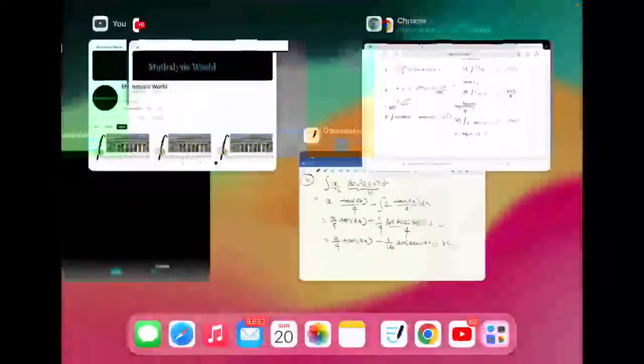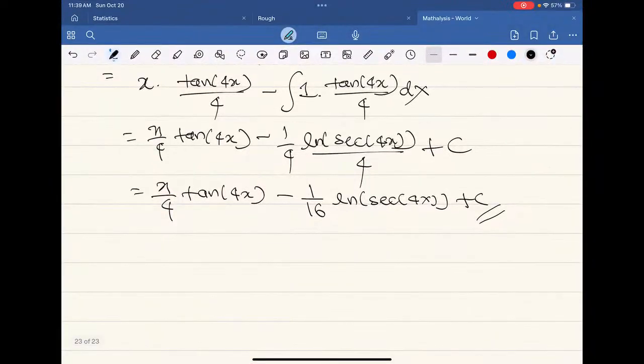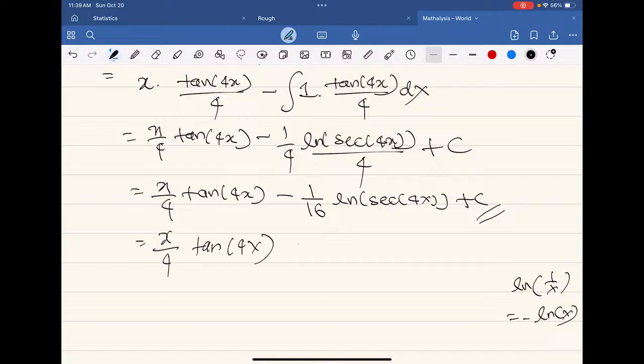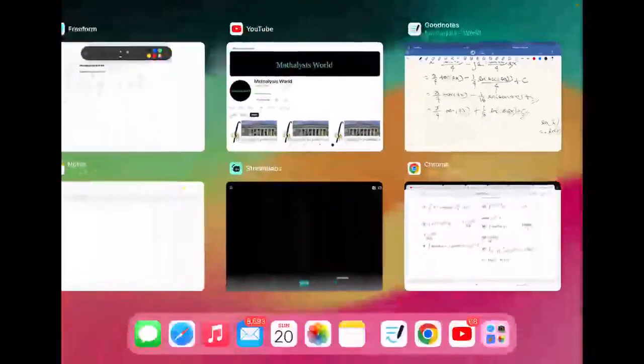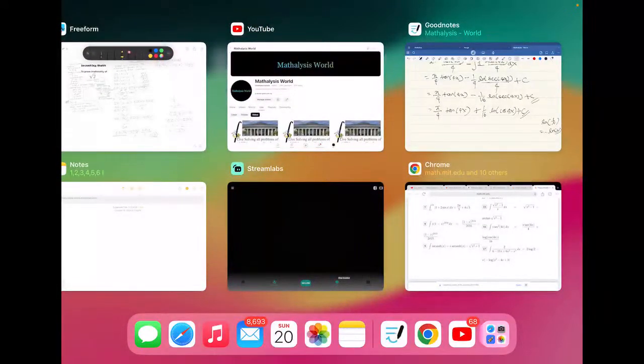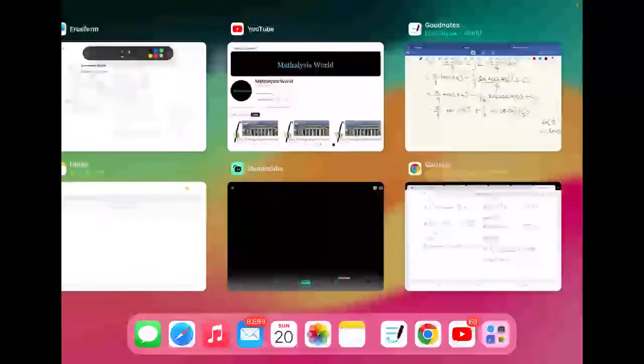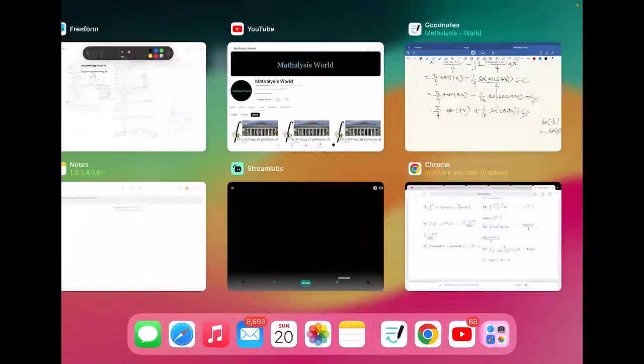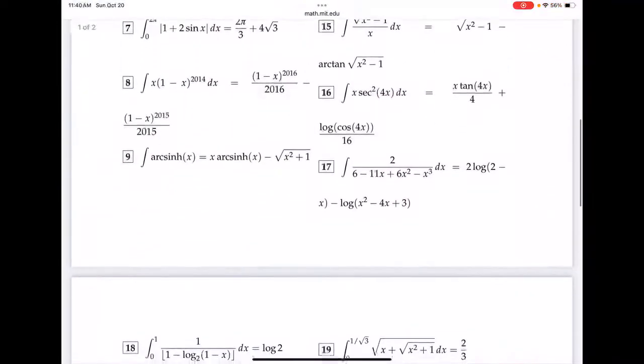Again, now we know that sec is just the inverse of cos, so we know that ln of 1 by x is just minus ln of x. Using this, I can write this as x by 4 tan 4x plus 1 by 16 ln of cos 4x plus c, right? X by 4 tan 4x plus 1 by 16 log cos 4x plus c. Yeah, that's good. Let's go to the next one.